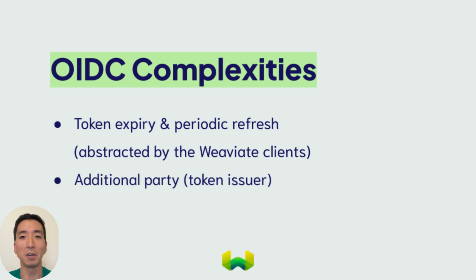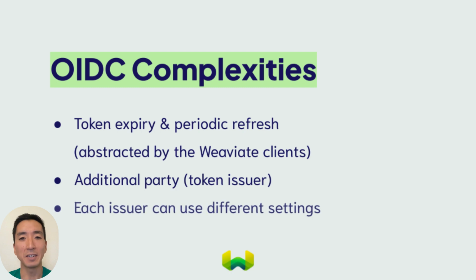Additionally, OIDC involves three parties: Weaviate as the resource, the token issuer, also called the identity provider, such as Microsoft, Okta, or WCS, and the client. And each identity provider often uses different configurations, and this requires Weaviate and the client to match these settings accordingly.